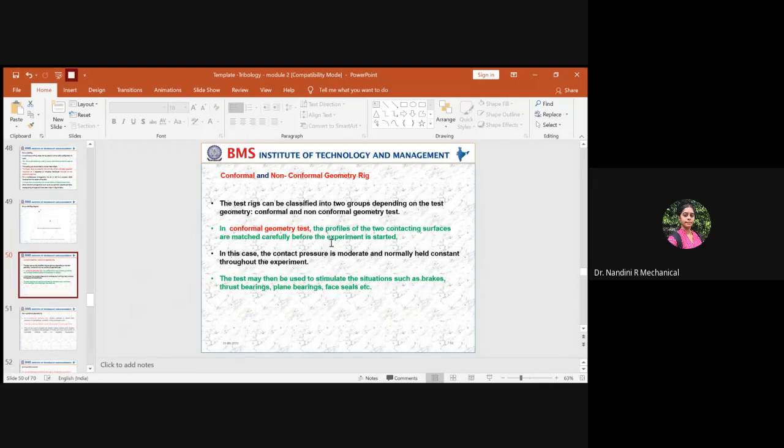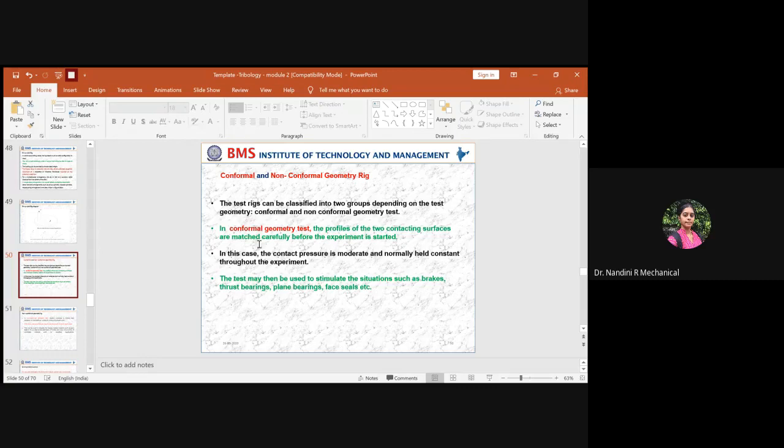And next method is conformal and non-conformal geometry rig. So what happens here? What do you understand by the words conformal and non-conformal? One thing you have to understand is, these are all test rigs, instruments that we are using to measure the value, right? Here it is classified as either conformal or non-conformal depending on the geometry of the test. Okay, so based on the geometry, you have the bifurcations.